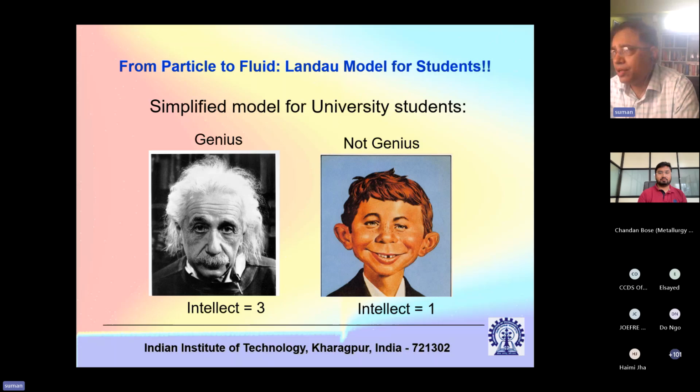So let us imagine that we have a university where we have two extreme types of students. One, say on a scale of 3, we say genius or super intellectual, 3 out of 3.